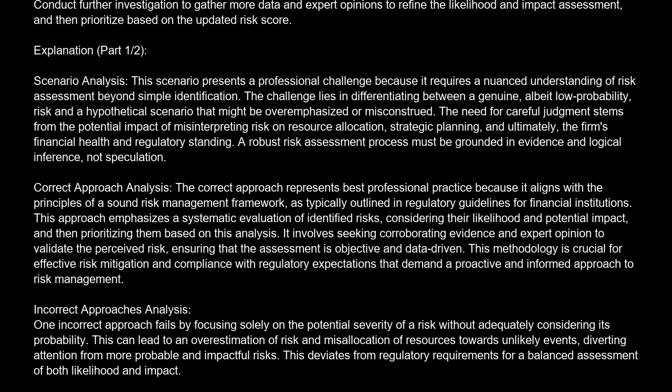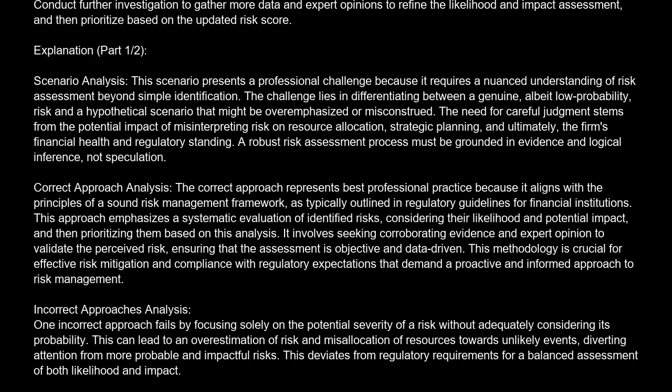Explanation. Scenario analysis. This scenario presents a professional challenge because it requires a nuanced understanding of risk assessment beyond simple identification. The challenge lies in differentiating between a genuine, albeit low probability, risk and a hypothetical scenario that might be overemphasized or misconstrued. The need for careful judgment stems from the potential impact of misinterpreting risk on resource allocation, strategic planning, and ultimately, the firm's financial health and regulatory standing. A robust risk assessment process must be grounded in evidence and logical inference, not speculation.